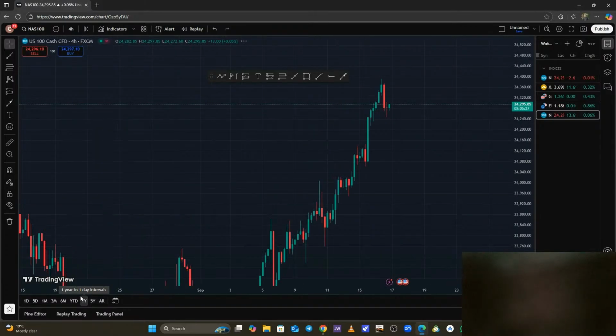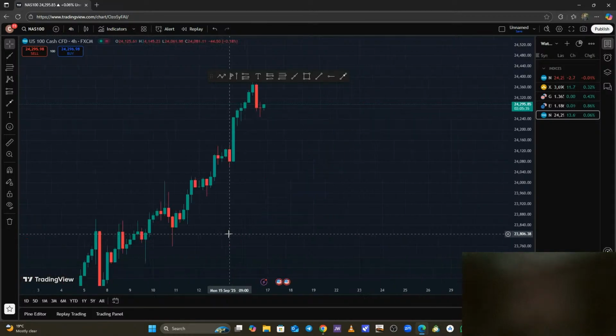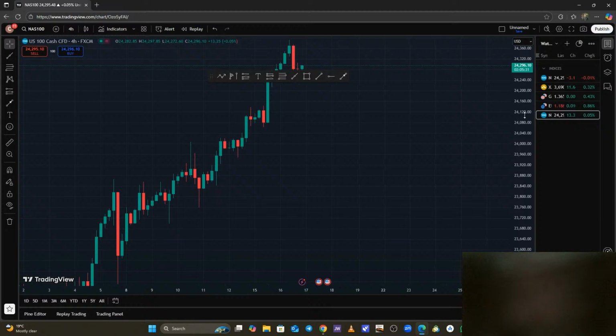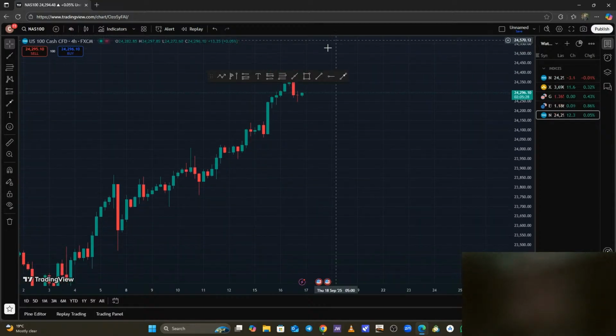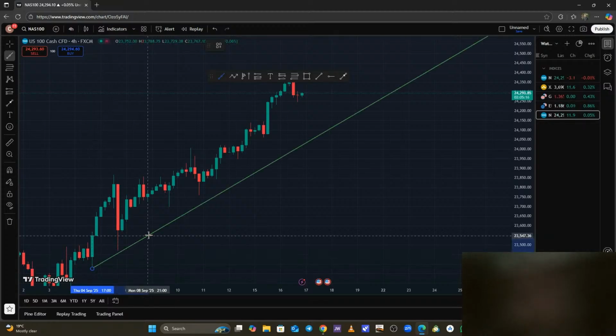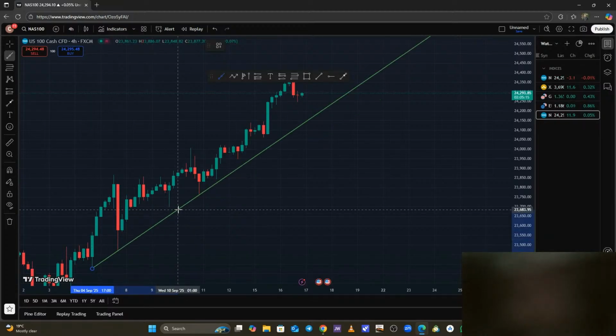Why am I going to the 4 hours time frame? I want to know the market trend. Basically, that's what I want to know, the market trend. What's the current market trend? Then I'll come here and I'll use the ray tool to draw my trend line. Where is that ray? There. So I'll draw the trend.